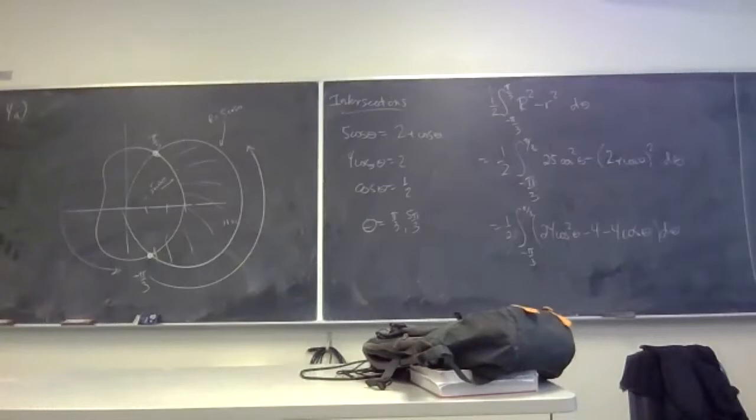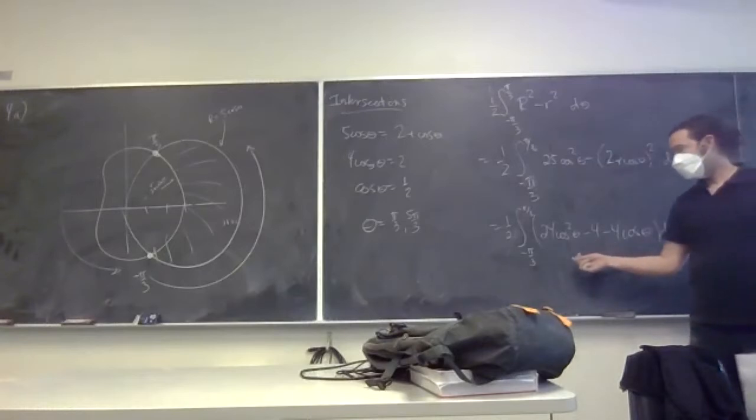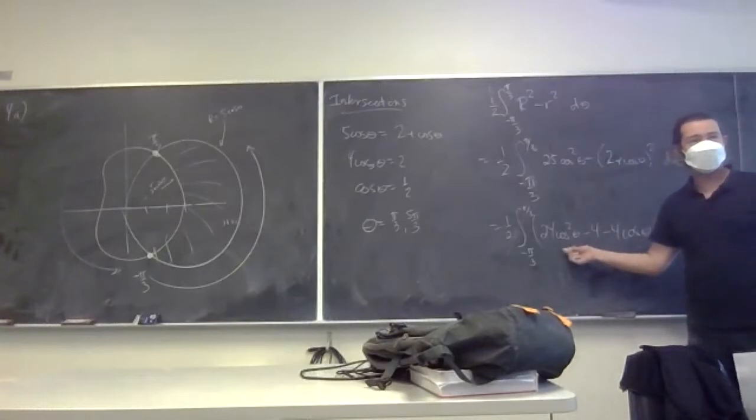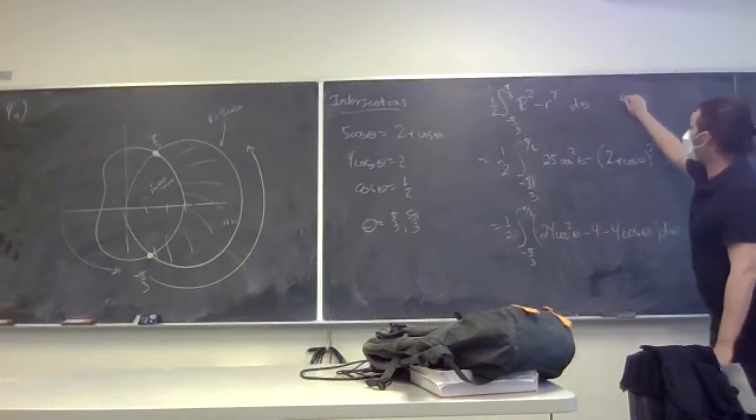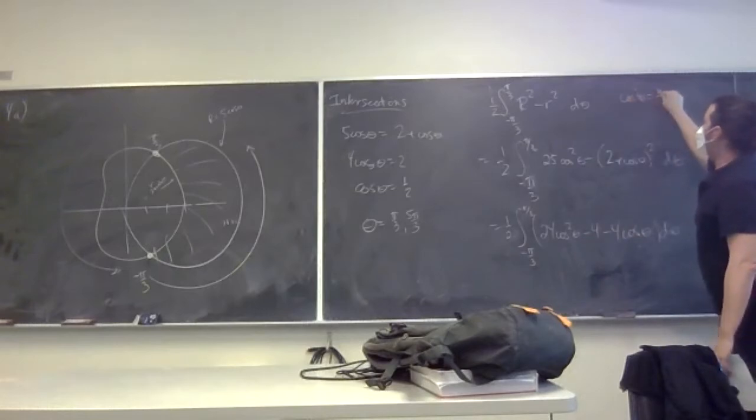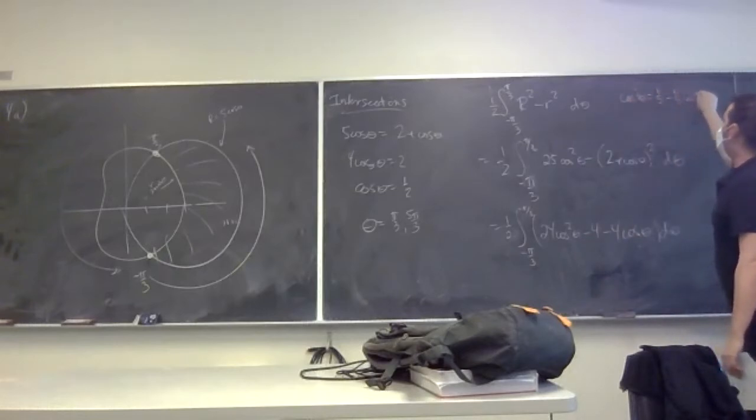Only one hard step left in this problem. That's easy to integrate. That's easy to integrate. Only one way to integrate that one, which is to write cosine squared theta as 1/2 plus 1/2 cosine of 2 theta.